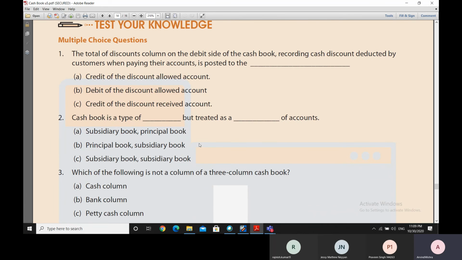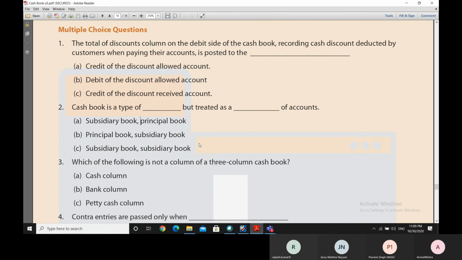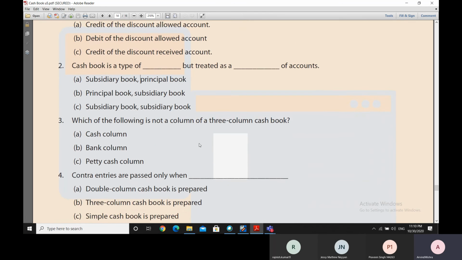Though it is a type of subsidiary book, because the initial entries are made in the cash book and therefore they are supposed to be sent to the ledger. But the treatment can be made as a principal book because it is treated like a cash account or a bank account. Because when it is treated like a cash account or a bank account, those entries are not sent to the ledger. I mean, duplicate work is not done. So the cash book itself is treated as a principal book in that case.